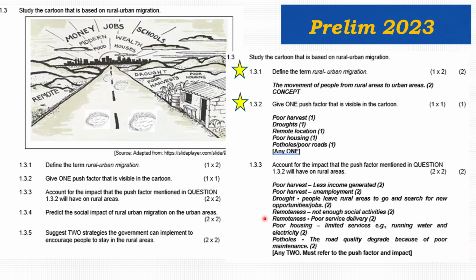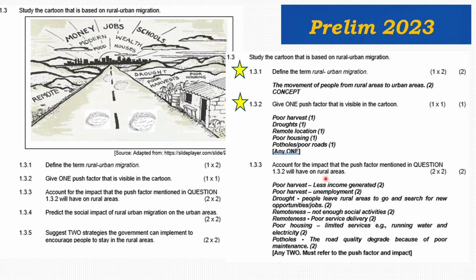Those are the impacts of that push factor. Poor housing leads to limited services, right? You'd find that the whole community is sharing one tap. There's a lack of electricity there, okay? And then potholes, right? The road quality degrades because of poor maintenance, okay?